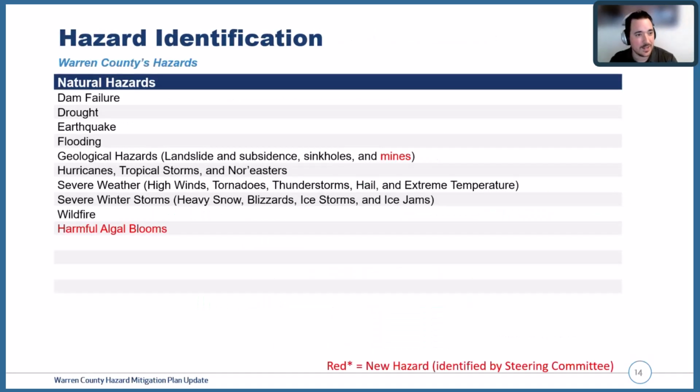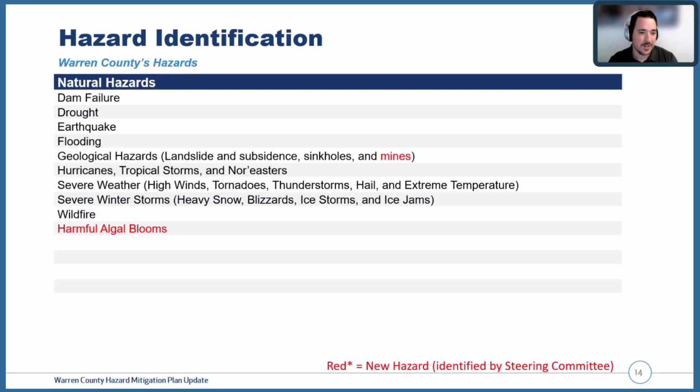So here's a list of the hazards that were identified in the previous plan. You'll see there's two red ones. Those are new ones that were added for this plan update after we had our last meeting with the county and communities. So those are dam failure, drought, earthquake, flooding, geological hazards such as landslides, and subsidence, sinkholes and mines is a new one we're adding.